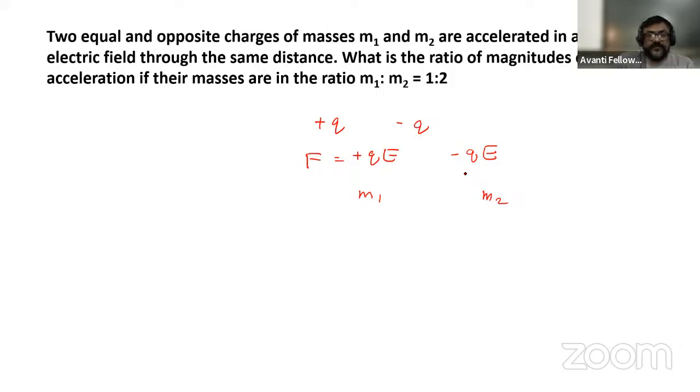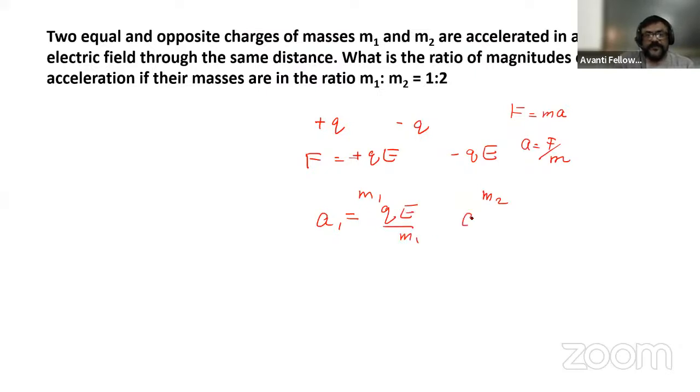What will be the acceleration of the first? For that we have to use a formula from the 11th class: F is equal to M into A. Just recall that formula, Newton's second law. F is equal to ma. So A will be equal to F by M. So the magnitude of acceleration of the first one will be QE divided by M1.